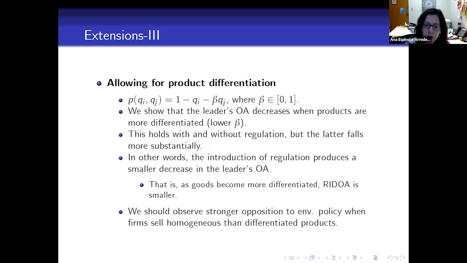So what we are saying here is that the introduction of regulation will produce a smaller decrease in the leader's output advantage. The way we can interpret this is that as goods become more differentiated, the regulation-induced decrease in the leader's output advantage is smaller. So what we can infer from this result is that we should observe stronger opposition to environmental policy when firms sell homogeneous goods than differentiated goods, given that the leader's output advantage is more affected when regulation is in place and firms sell a homogeneous good.